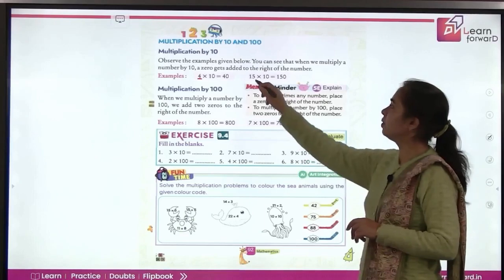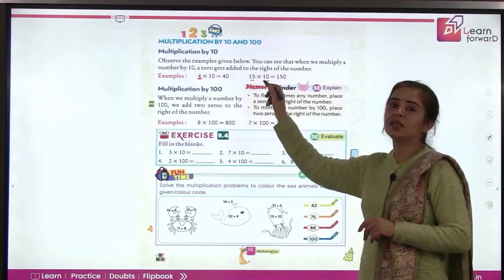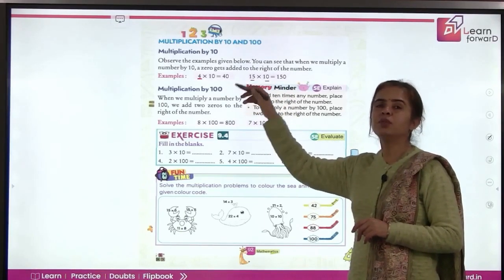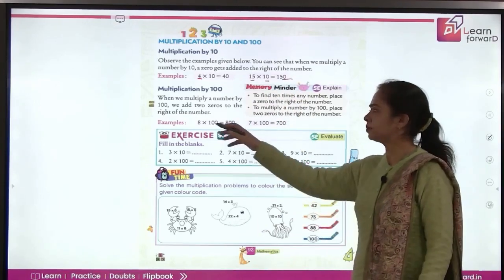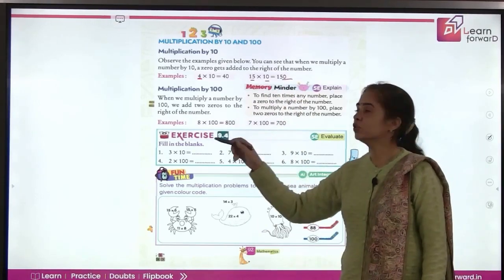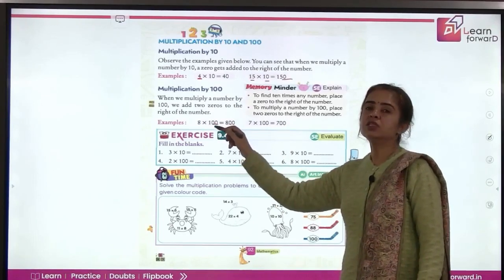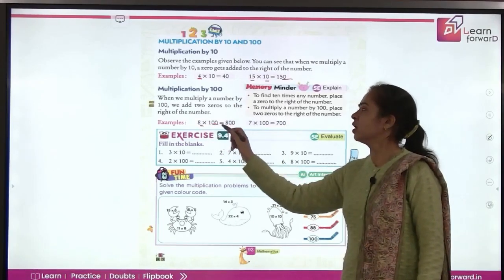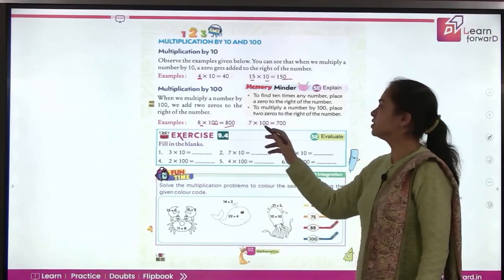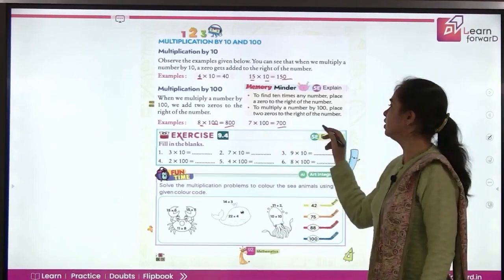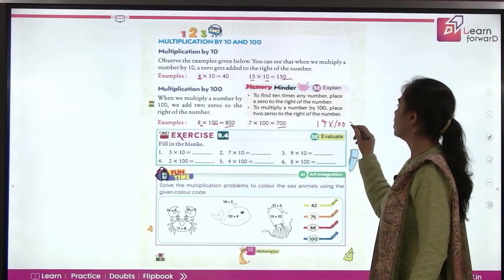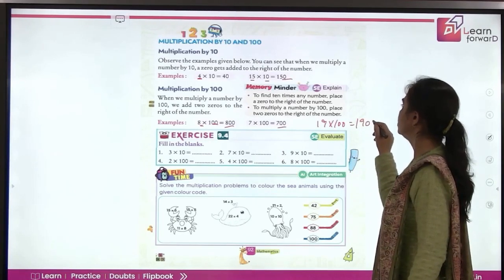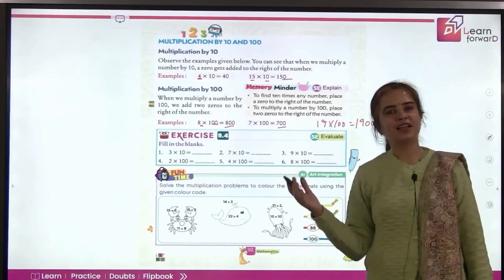If you have to multiply 15 by 10, so again, what is the number here? 15. Put a 0 after it. You get 150. That's so simple. 8 times 100, I just told you. There are 2 zeros. These two zeros will be moved here. So you get 800, and 7 times 100 will become 700. Similarly, 19 times 100 will become 19, and two zeros after it, 1900.